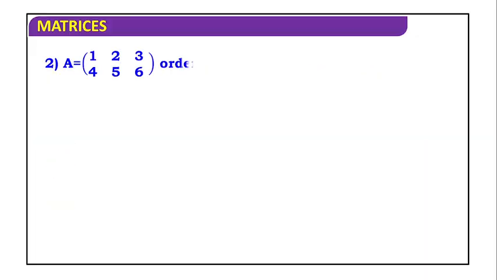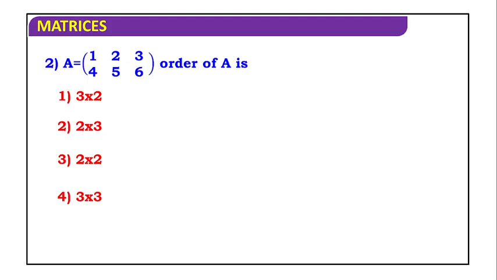Now move to the next question. A matrix A contains 1, 2, 3, 4, 5, 6. What is the order of A? First option 3 cross 2, second 2 cross 3, third 2 cross 2 and fourth one 3 cross 3. Here totally 2 rows and 3 columns are there. That's why 2 cross 3.